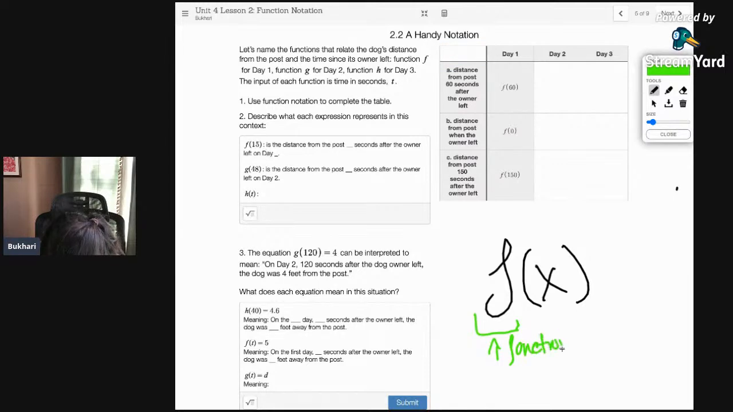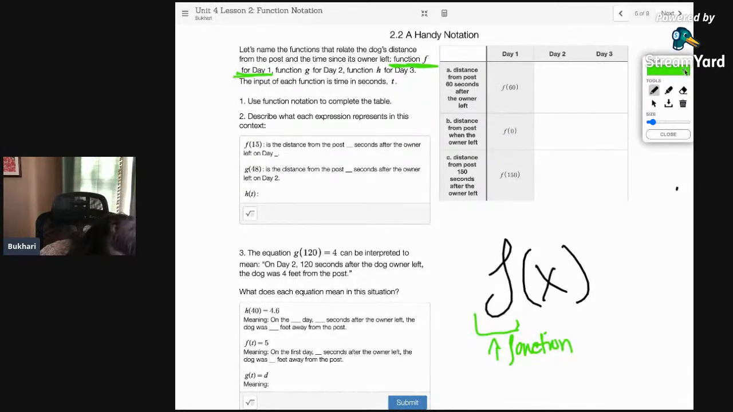It can be in time, it can be in distance. In this case, it is a function f that represents day 1. This is the function of distance and time on day 1. G of x represents day 2, and h of x represents day 3.